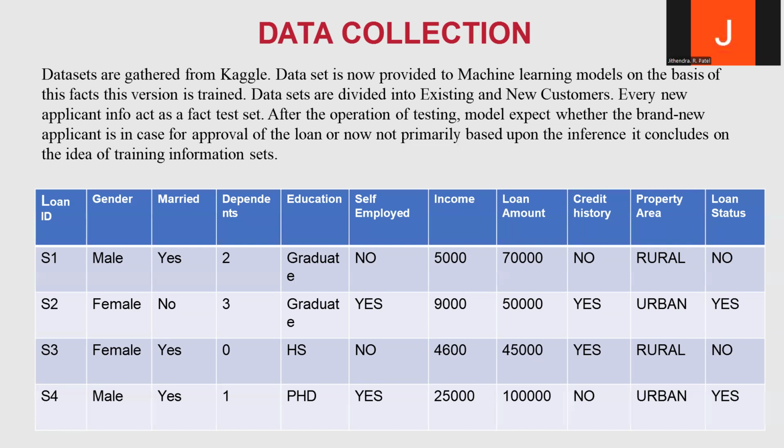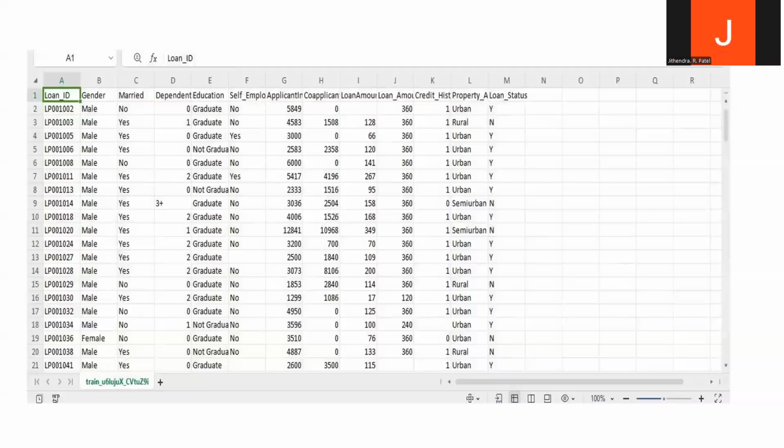Next, this is the dataset which contains the attributes of loan ID, gender, married, dependents, education, self-employed, income, loan amount, credit history, property area, and loan status. Next, this is also one type of dataset which contains the loan ID, gender, married, dependents, education, self-employed, applicant and co-applicant income, loan amount, credit history, property area, and loan status.